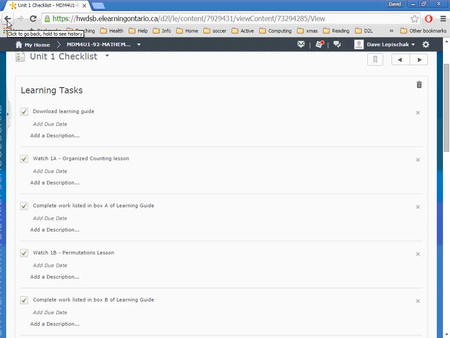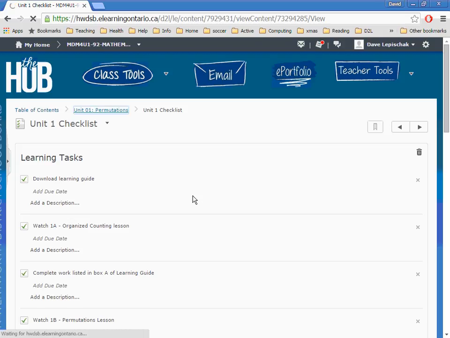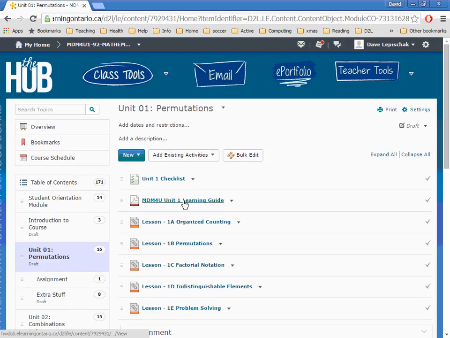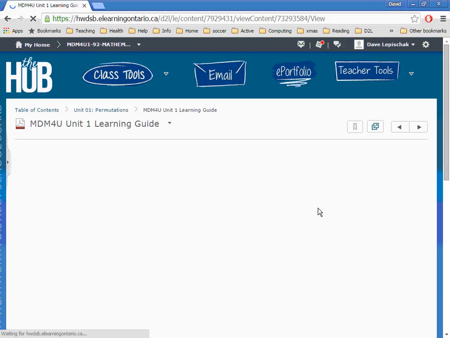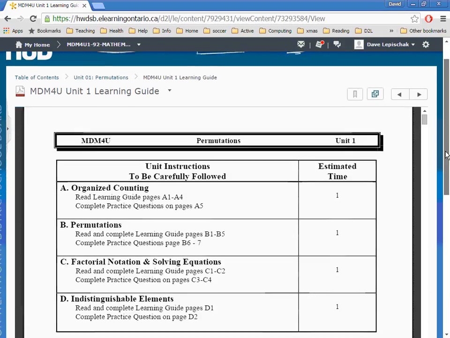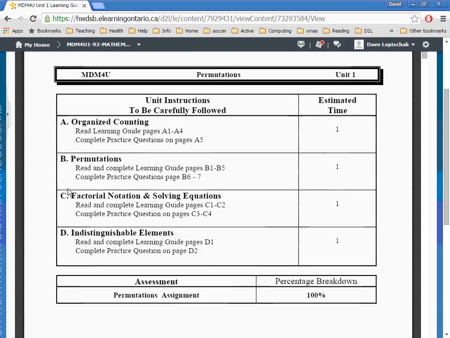So what do I mean by this learning guide here? Well, let's go and take a look at the learning guide that we have in here, Unit 1 learning guide. What the learning guide consists of is a series of boxes or a series of sections that have letters attached to them. And in each section, we've got a small subtopic relating to the overall topic, permutations. Usually what's in the learning guide is material that you can read to help you understand it. There are examples that you should take a look at, and then there are usually practice questions that you can work on with answers at the end.